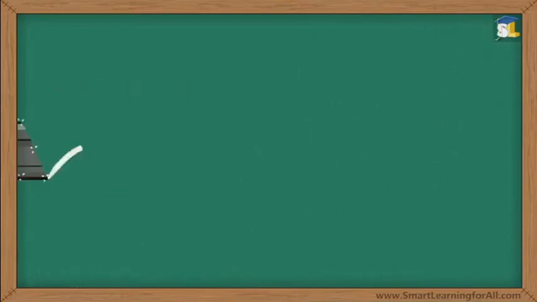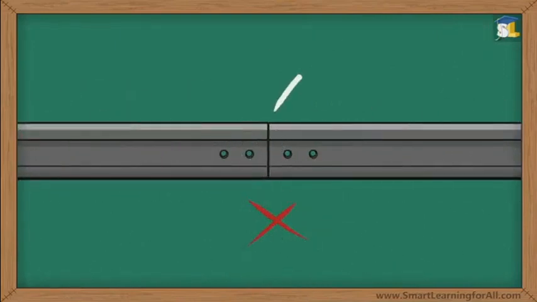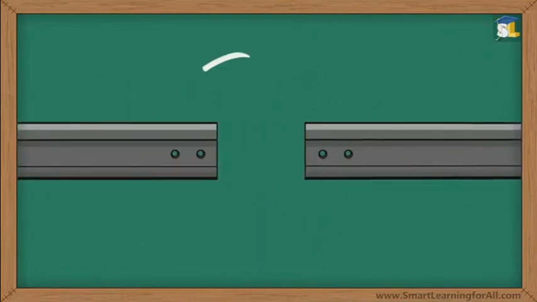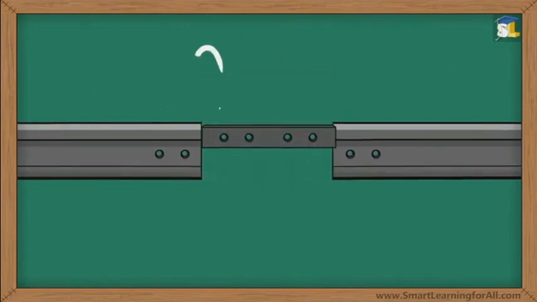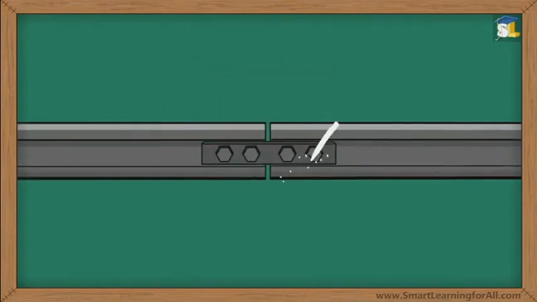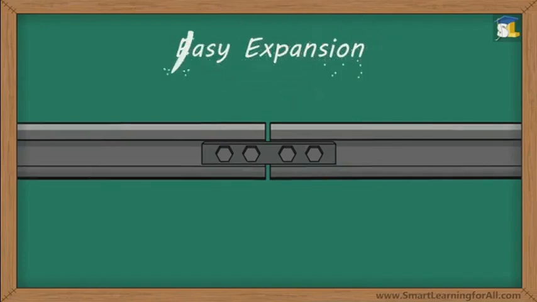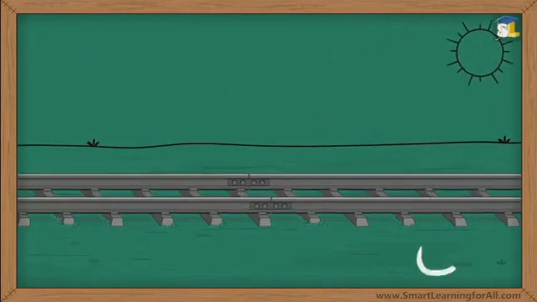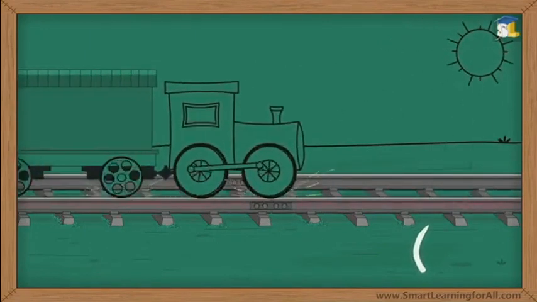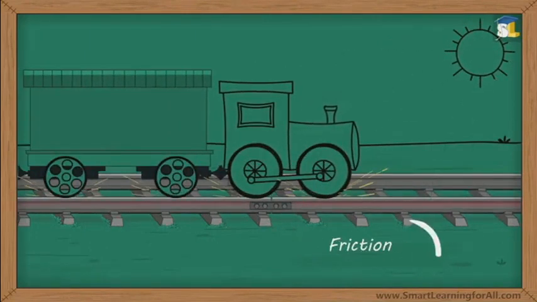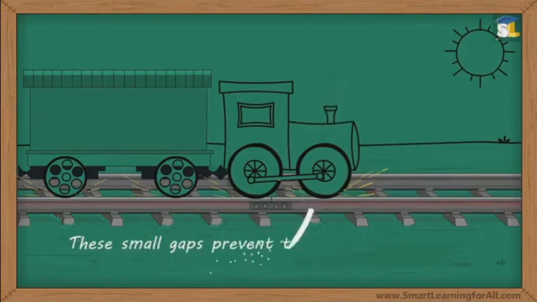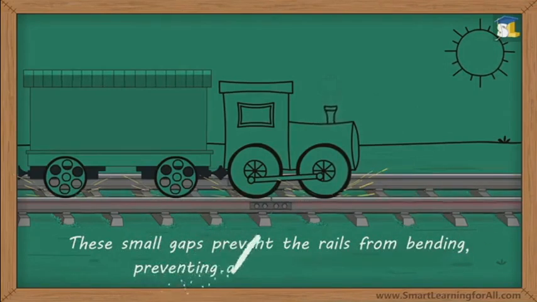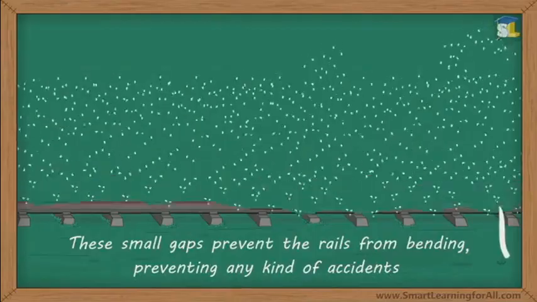To avoid this, the rails are not joined together firmly. Instead, each rail is connected to the other in such a way that a small gap is left in between them. These small gaps provide space for easy expansion of the rails, which happens during summer, as well as due to continuous friction between the train wheels and the rails. Hence, these small gaps prevent the rails from bending, preventing any kind of accidents.